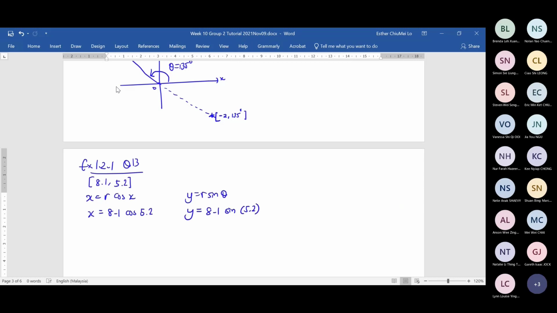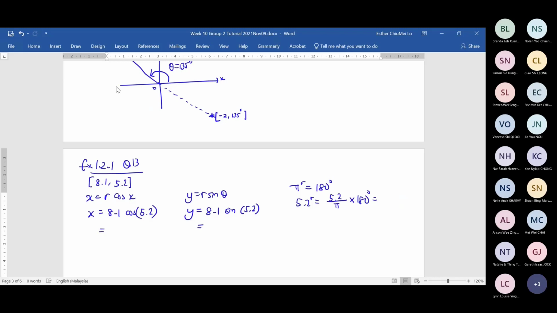Now when they give this 5.2, what does it mean? Class, these are angles in radian. We know that pi radian equals 180 degrees, so you have to change it. 5.2 is radian, so how do we change it to degrees? 5.2 over pi multiplied by 180. So Audrey, what is the angle here? I believe you will be able to get the answer.